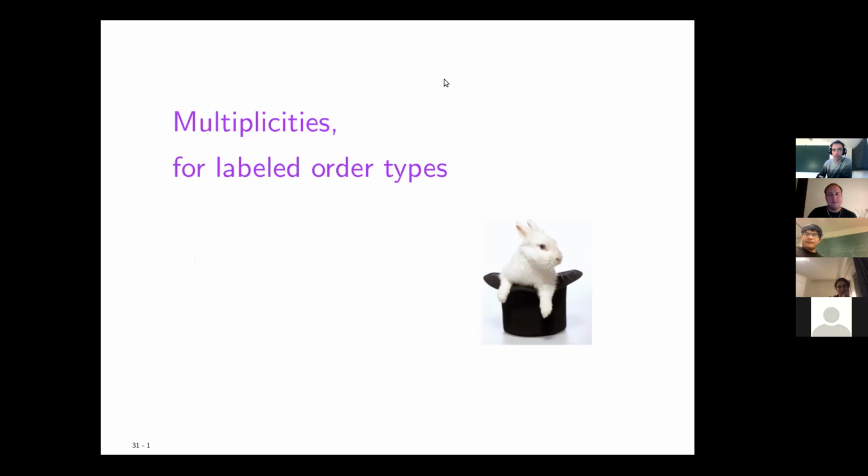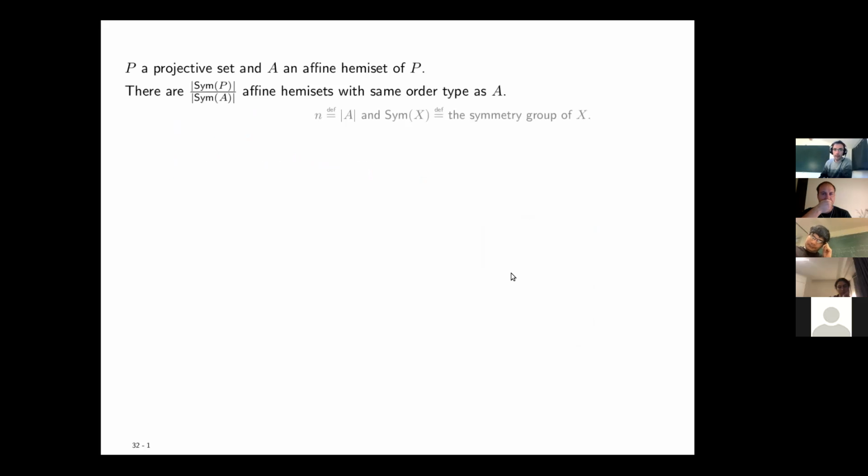Okay. Yes. I'm going to sketch at a much higher level what follows now. What happens if we drop the labeling? Well, we lose this magic compensation, because we basically have two sources of bias and they cancel each other. But the second source comes from the labeling. So if you drop the labeling, you no longer compensate for the first source of bias. And this source of bias is basically the ratio of the number of symmetries of the projective set to the number of symmetries of the affine set.